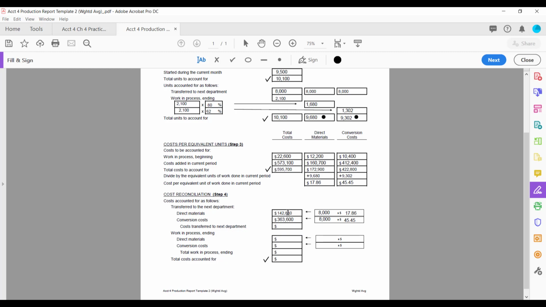So that means with what we spent on direct materials and conversion costs on these 8,000 complete units, if we add those two together, not only did we spend $506,480 to get those 8,000 units complete and transferred out, that's how much cost is now going to be transferred from this department to the next, since those units are done.